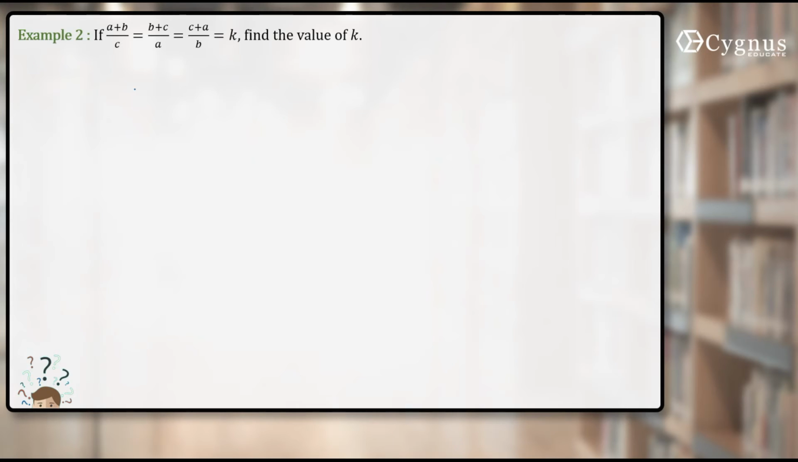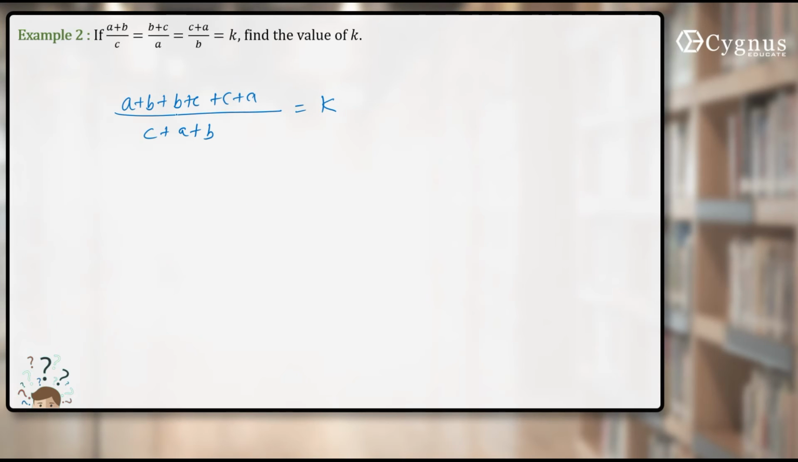Now look at this one. We discussed this property in the previous slide. If some ratios are given equal to k, then that k will also equal to the sum of the numerators by the sum of the denominators. So let's put it like this. (a plus b plus b plus c plus c plus a) divided by (c plus a plus b) will also be equal to how much?